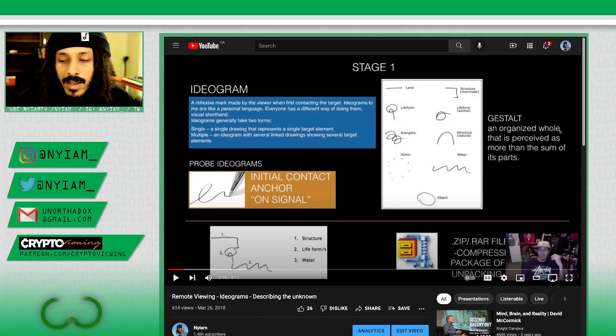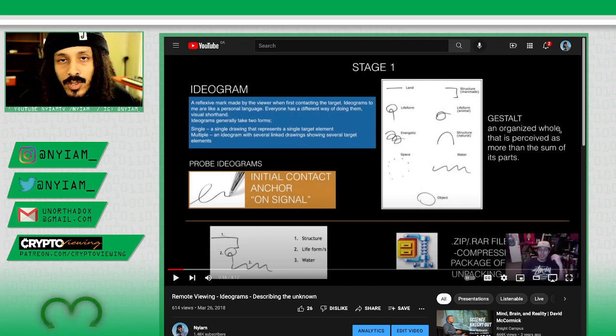Here on the screen I have one of my older videos trying to explain the Ideogram Phenomenon. It's kind of like the main anchor, the first pure piece of data that comes through, and it communicates the gestalt of a target. So like, is it land, is it air, is there water, is there life at the target? The ideogram is a reflexive mark made by the viewer when first contacting the target.